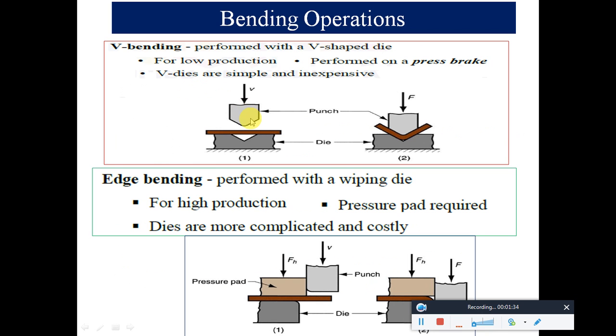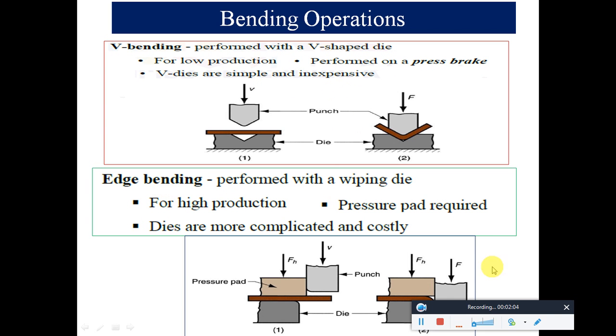And these are also the other bending operations. We can do V bending. We have a punch and die which replicate the shape of the V, and once the force is given, the sheet will bend like this. V bending is performed with a V-shaped die. It is only for low production. They are performed on a press brake. V dies are simple and inexpensive.